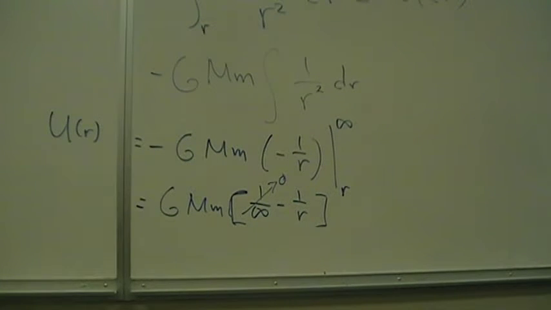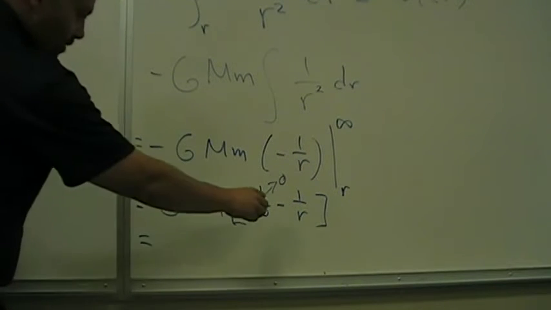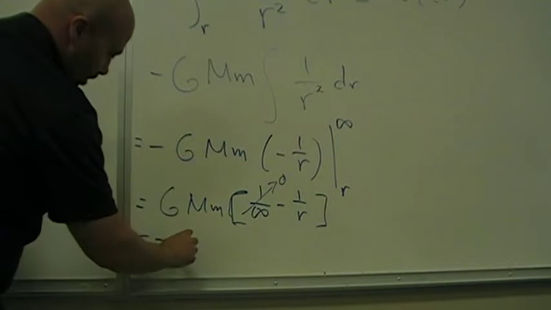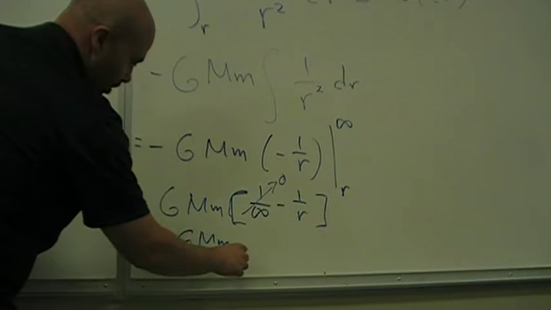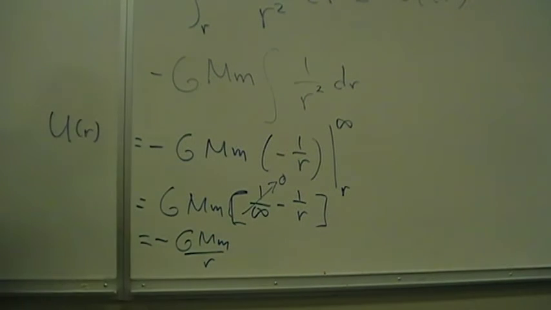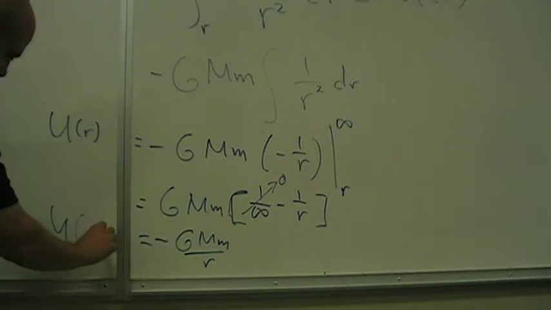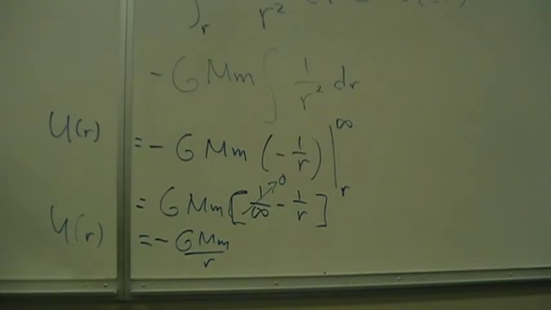Later on, you guys are going to use Taylor expansions. You'll have all these terms. You'll say, after we expand it, that's like 0, and then you just erase stuff. Magic. All right, so then we have minus G M M over R. And that's our potential energy, okay?